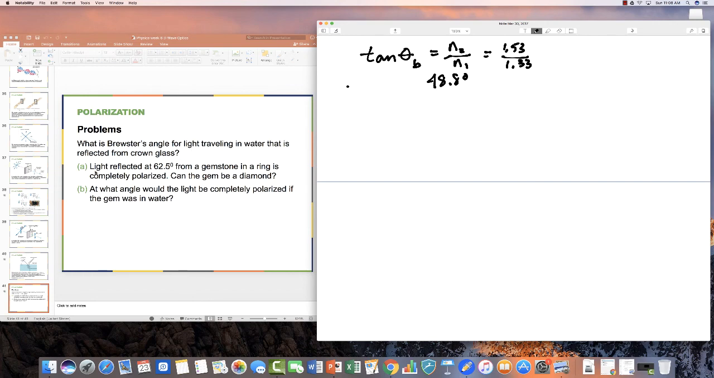The second question here says light reflected at an angle of 62.5 degrees on a gemstone in a ring is completely polarized. So it's telling you that Brewster's angle is 62.5. Is this a diamond?